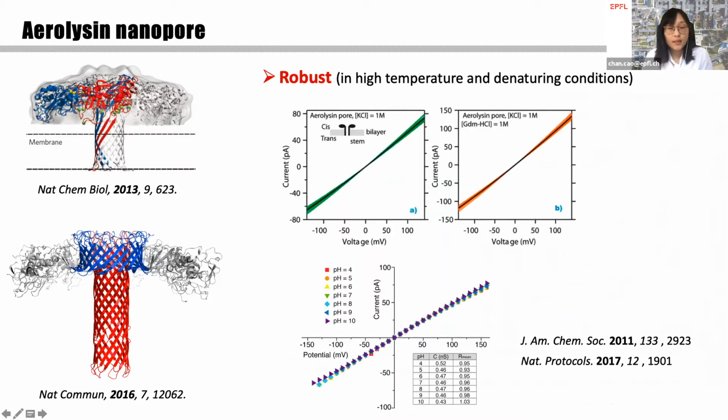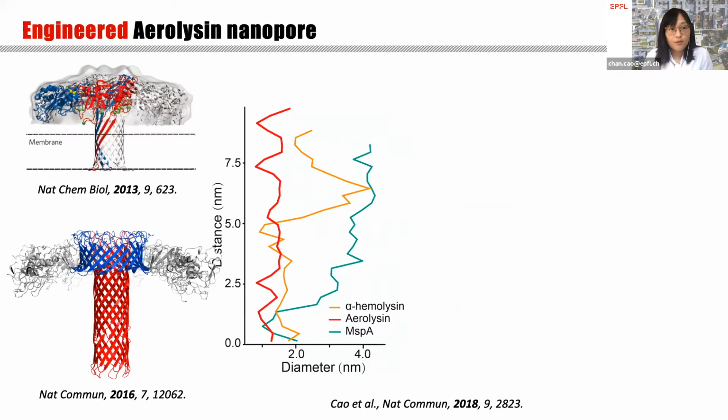More importantly, this heptamer structure is super robust. It is resistant to high temperature or denaturing conditions, or even very harsh pH conditions. When we purify this protein, we see the heptamer structure in the SDS-PAGE directly. I will show that part of the data later, so you will know how robust this pore is. And very recently, our study realized that the nice features of the aerolysin nanopore are actually determined by the 4 very constriction points.